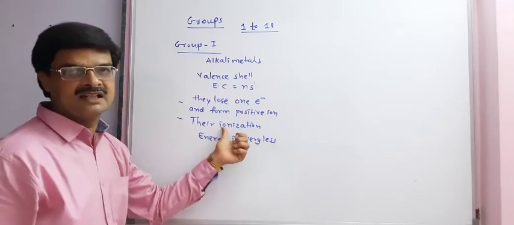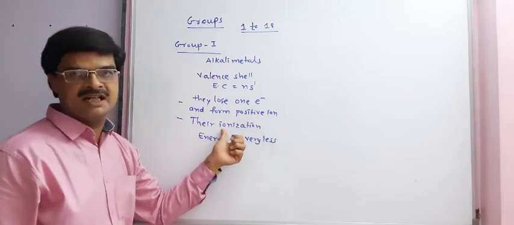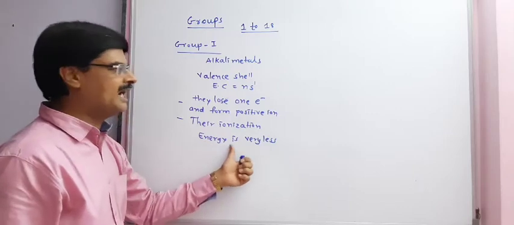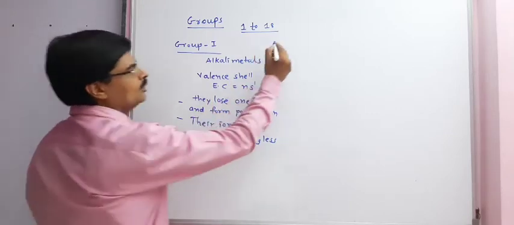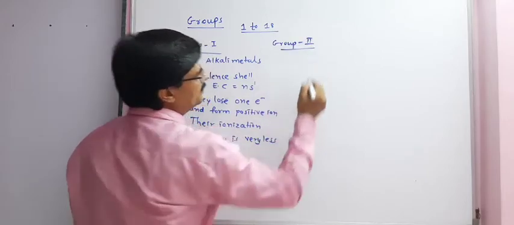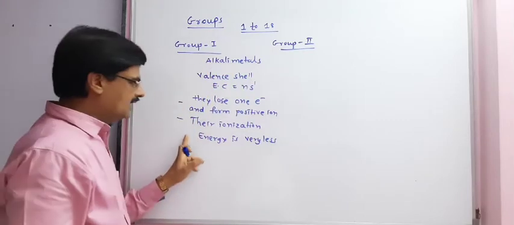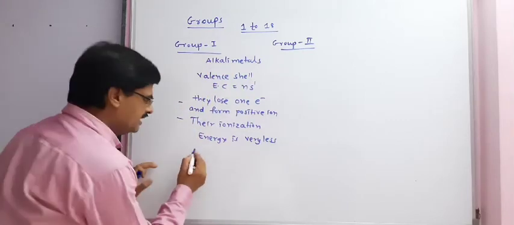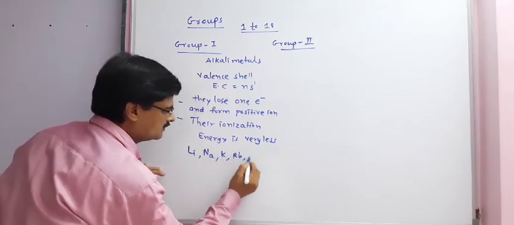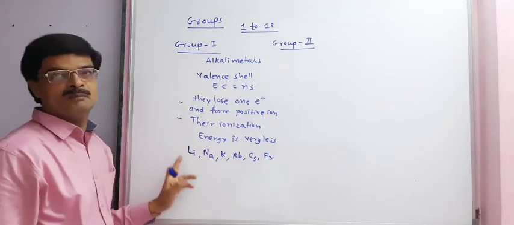What is ionization energy? The minimum amount of energy required to remove the most loosely bound electron from a gaseous atom is known as ionization enthalpy or ionization energy. Now, group number 2. Before we understand group number 2, here we have the elements lithium, sodium, potassium, rubidium. These are the elements present in group number 1.